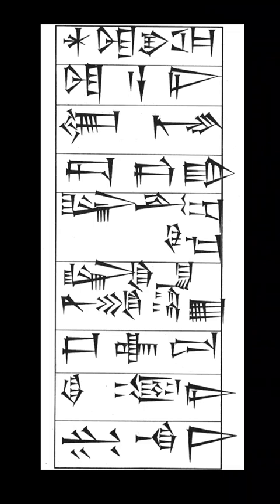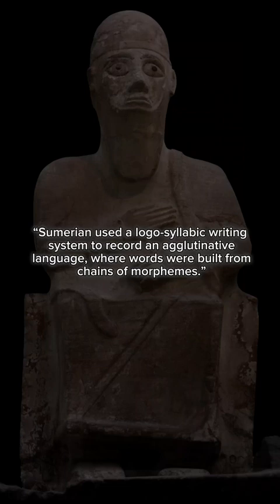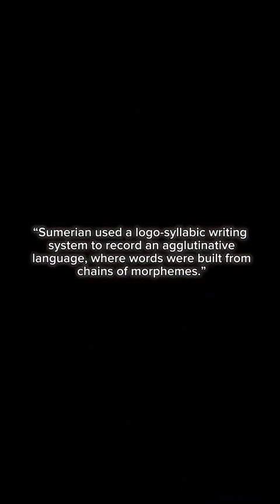So the classification of Sumerian is like this. Sumerian used a logosyllabic writing system to record an agglutinative language where words were built from chains of morphemes. With a bit of luck, you're going to understand what all of this means soon. So what does logosyllabic mean? Unsurprisingly, it means the system uses logograms and syllables.